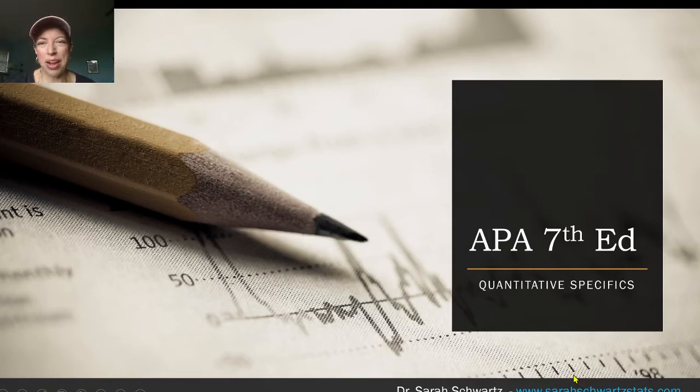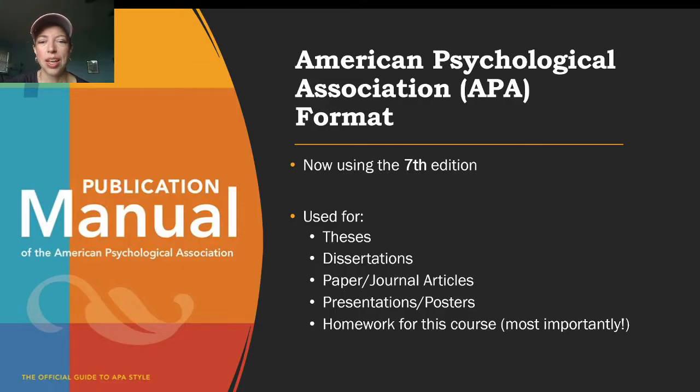Today we're going to talk about the APA 7th edition formatting, specifically for quantitative or statistical reporting. So this is methods, results, tables, figures. The 7th edition is what we're using now. It specifies all kinds of formatting things from the American Psychological Association for theses, dissertations, and journal articles, and we're going to use it for our class together.